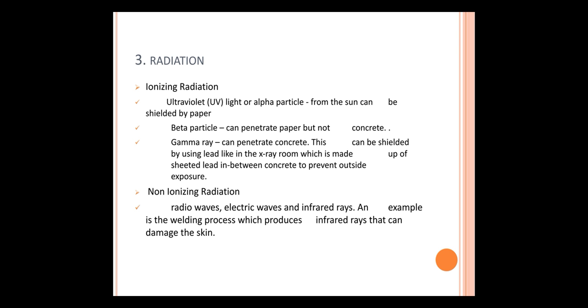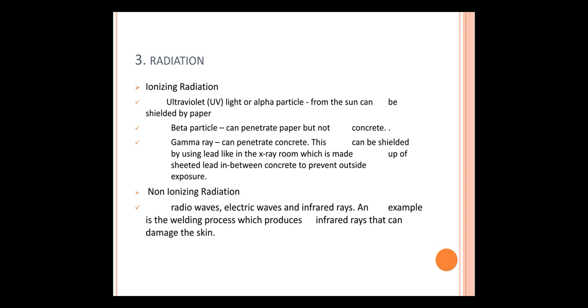Radiation. Radiation also has two types, the ionizing radiation and non-ionizing type. Ionizing radiation. Ultraviolet light or alpha particle. It is from the sun and can be shielded by paper. Beta particle. It can penetrate paper but not concrete. Gamma ray can penetrate concrete, and this can be shielded by using lead like in the X-ray room, which is made up of sheeted lead in between concrete to prevent outside exposure.